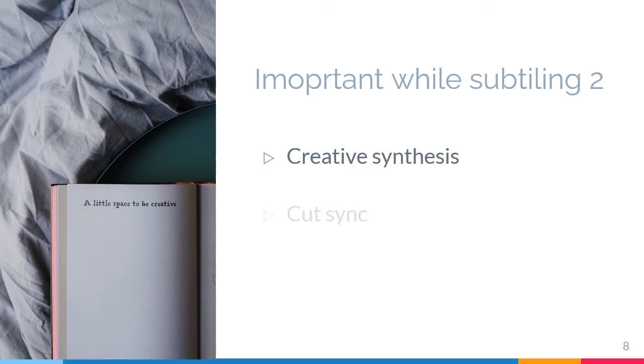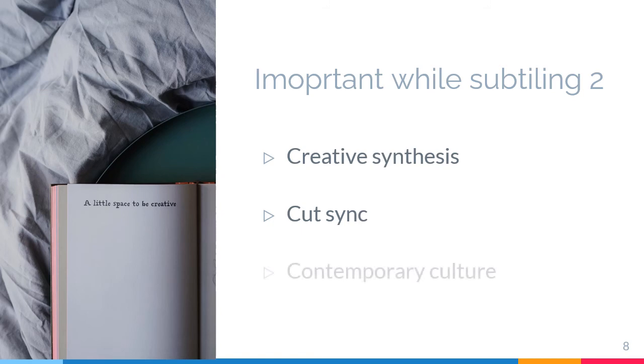5. Cut sync. Translators must avoid creating subtitles that trespass shot or scene changes. This is one of the most time-consuming technical aspects for the translator, as the speech actually goes across these cuts all the time, but it is crucial to guarantee subtitle invisibility.